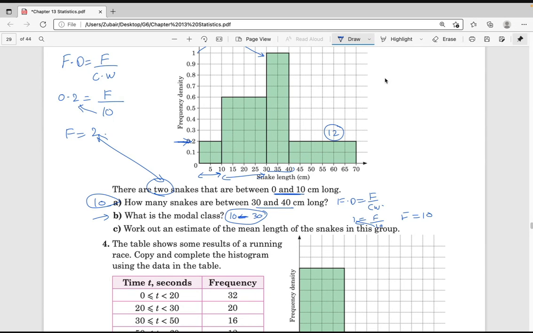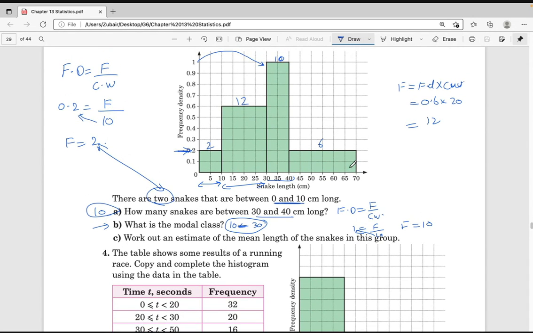Even if you find the frequency, which is frequency density multiplied by class width, the frequency density can be seen, which is 0.6. The class width from 10 to 30 is 20. 0.6 times 20 is 12. So this is 12. This was 2. We just found out this was 10. And this is 6. I wrote these frequencies. Frequency is the area of this graph. Any doubt?